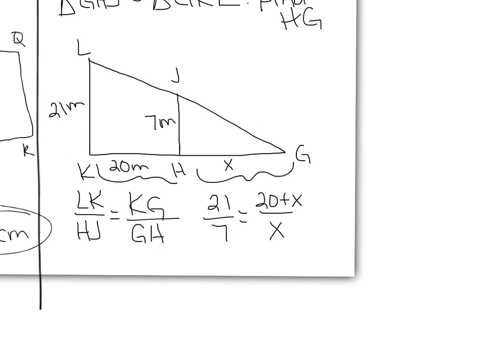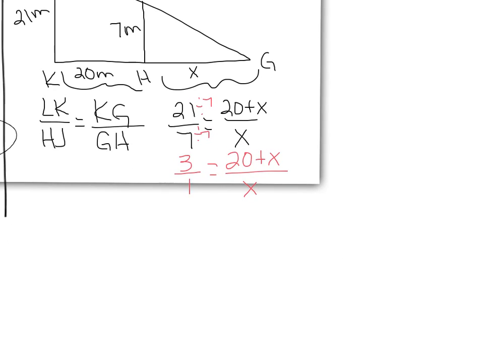Now that I have my proportion, it looks just a little bit different. We can still use cross products to solve this proportion. So if we decide to simplify, because we always like to make life easier, I notice here 21 over 7, I can divide out a 7 from both of those. So instead this turns into 3 over 1 equals 20 plus x over x. Okay, I know we haven't done cross products that look like this, but you work them out the exact same way. You're still going to multiply up and across and set them equal to each other.